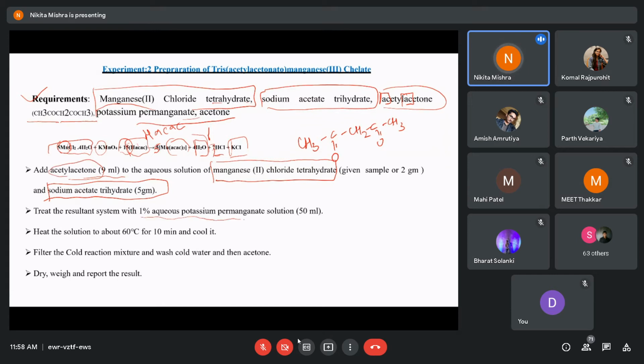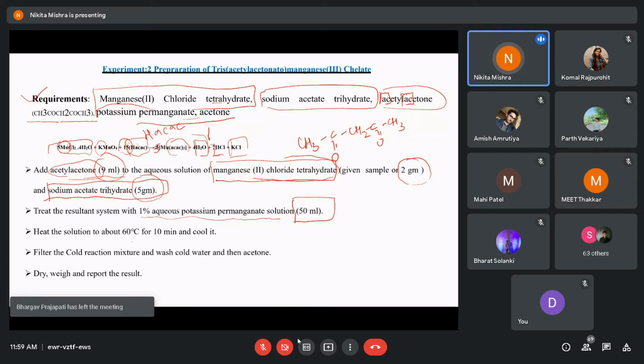In the resultant system we need to add 1% aqueous potassium permanganate solution. The 1% is based on the sample which is given to you, that is, how many grams of sample are given. So if the given sample is 2 gram, the calculation is based on the 2 gram of sample. In that we have to add 9 ml of acetylacetone, 5 gram of sodium acetate trihydrate and 1% potassium permanganate, so the solution will be prepared of 50 ml.